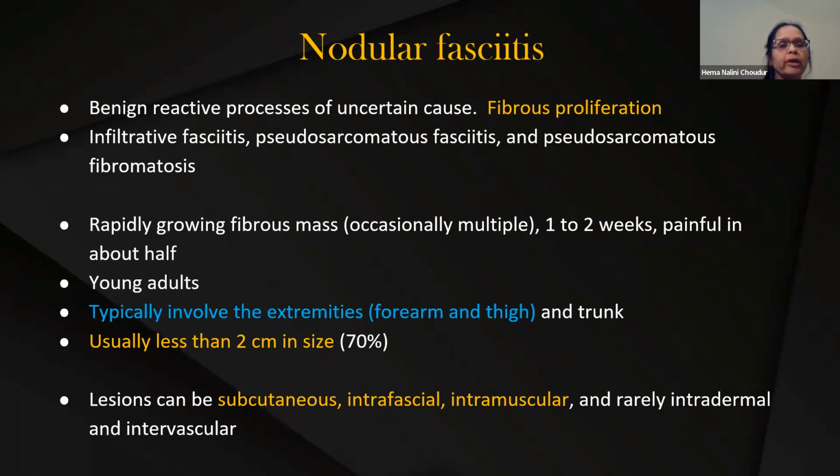What is interesting to know is these lesions are small. They can occur in the extremities. Calf is relatively uncommon, but they can grow rapidly in 1 to 2 weeks, and they get very painful. So they present as a painful lump, 1 to 2 weeks duration. But what we have to keep in mind is other pseudosarcomatous and sarcomatous lesions.